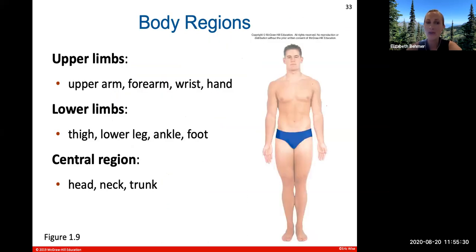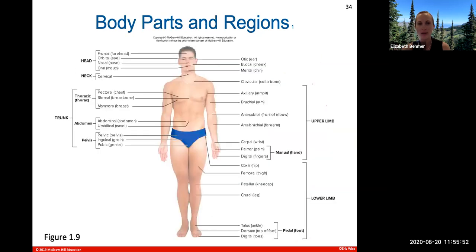Body regions: you have upper limbs, lower limbs, and then the central region. So your upper limbs are your arms, forearms, wrist, and hands. Your lower limbs are the thigh, lower leg, ankle, and foot. And then the central region is your head, neck, and trunk. So we define those really broad body regions as upper limbs, lower limbs, and then the central region.